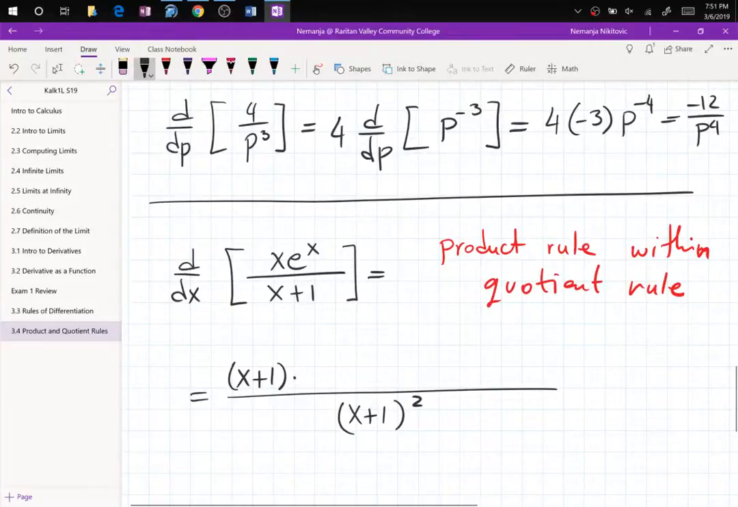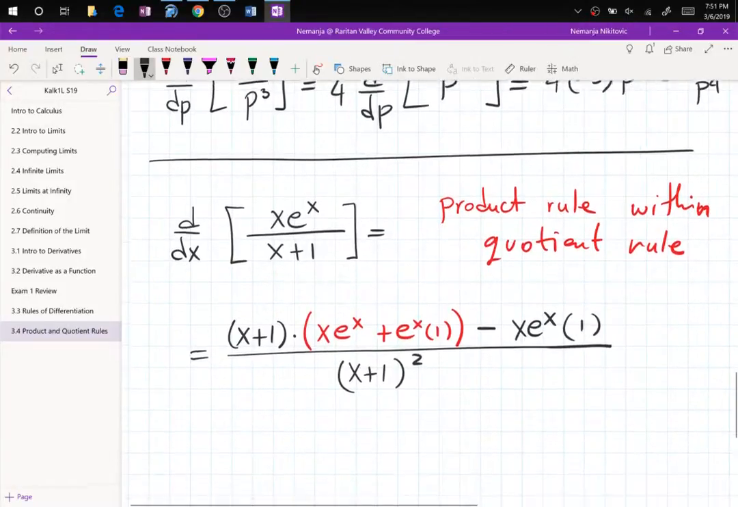Times, take the derivative of the numerator. This is where product rule kicks in. I'm going to do that in red. Product rule says copy the first, derivative of the second, plus copy the second, derivative of the first. Then you have minus, and you continue your quotient rule. Your quotient rule would be xe to the x times derivative of the denominator, which is 1.